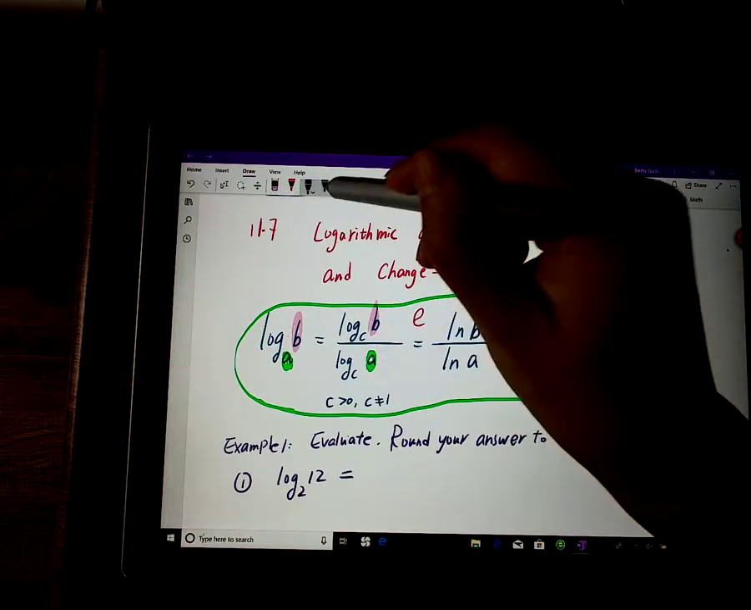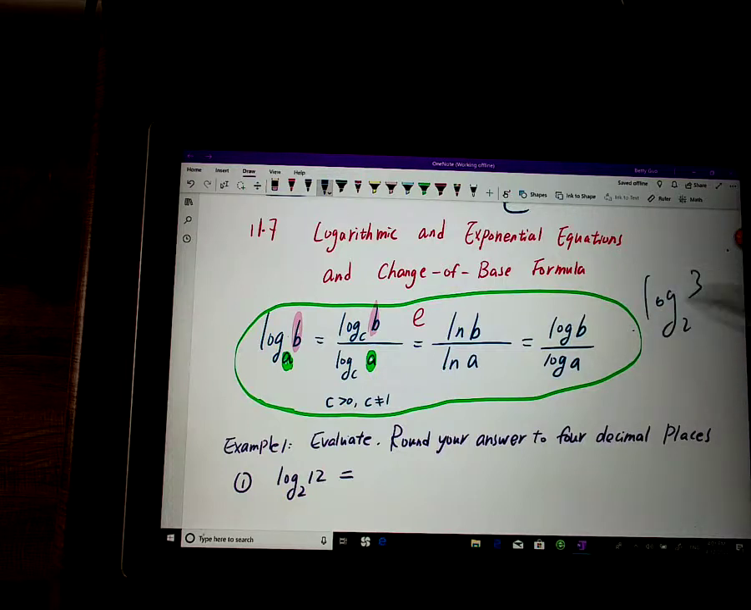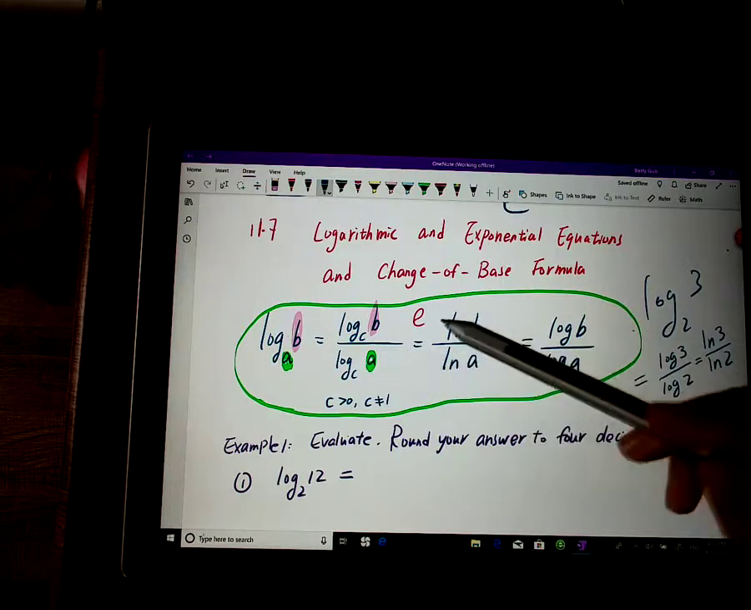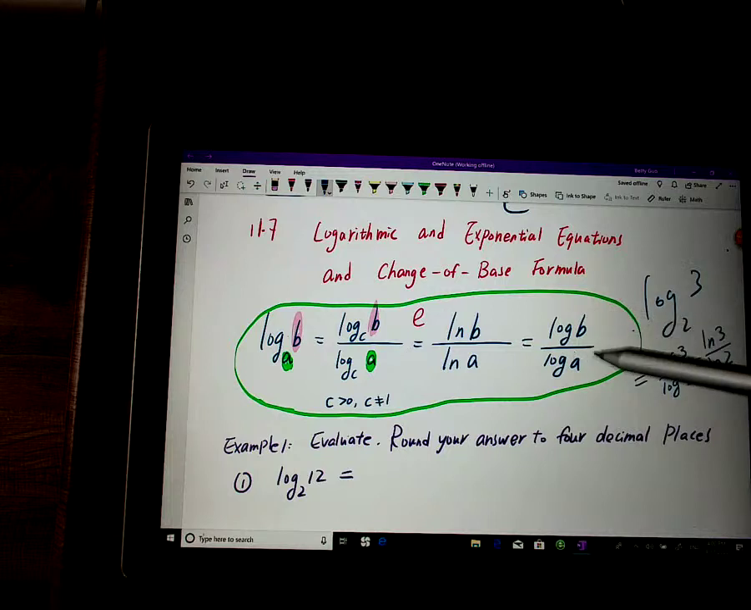So what if you need to find the value for log with base 2 of 3? You wouldn't be able to evaluate by using the calculator directly. You have to do something. You have to apply the change of base formula. If you prefer a common logarithm, then you rewrite this logarithm as common logarithm of 3 over common logarithm of 2, and then you use the calculator to find the value. If you prefer natural logarithm, then you would have natural logarithm of 3 over natural logarithm of 2. So that's the purpose of learning a change of base formula here.